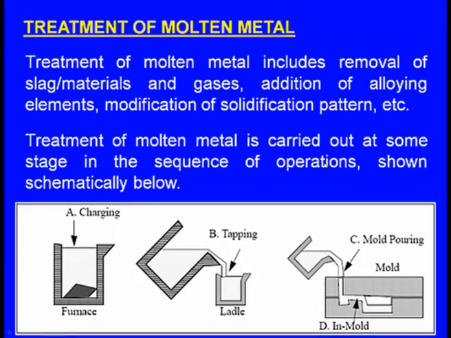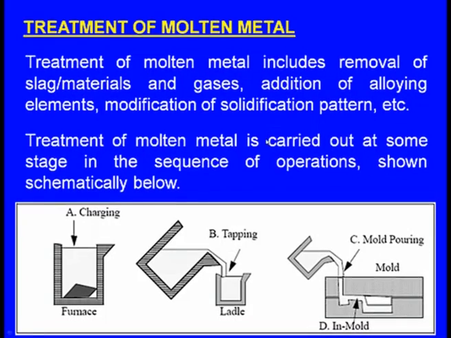What is the meaning of treatment of molten metal? Treatment of molten metal means removal of slag, removal of unwanted materials or gases from the molten metal. It also means addition of alloying elements or modification of the solidification pattern. So, all these activities together constitute treatment of molten metal. Means either we will be removing some material, or we will be adding some alloying elements, or we will be removing some gases, or we will be changing the solidification pattern.